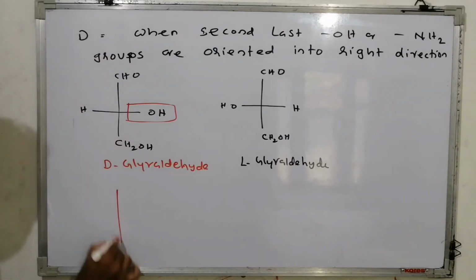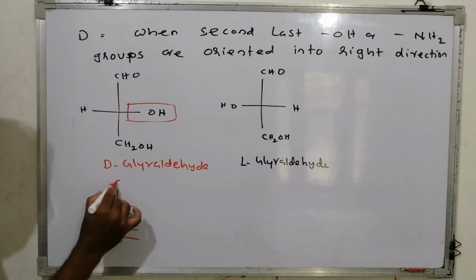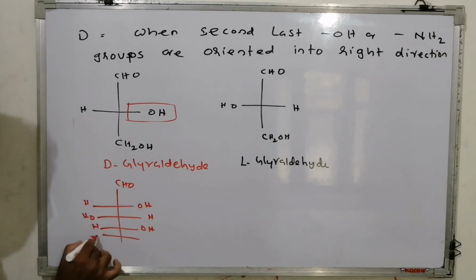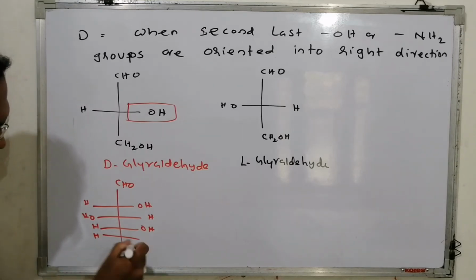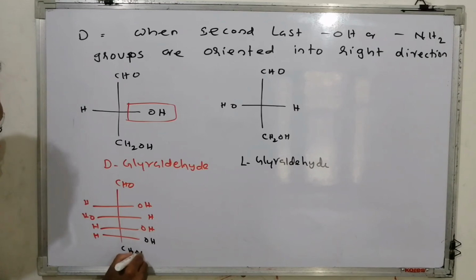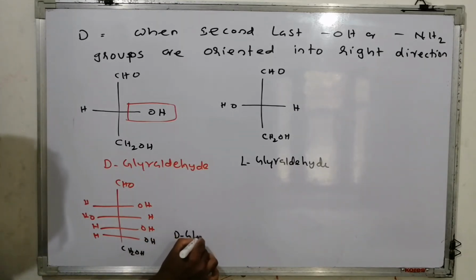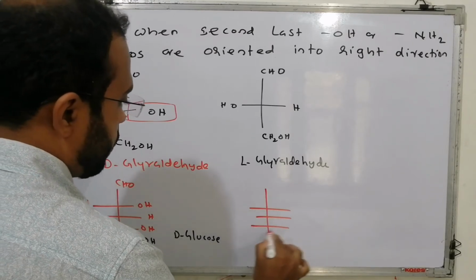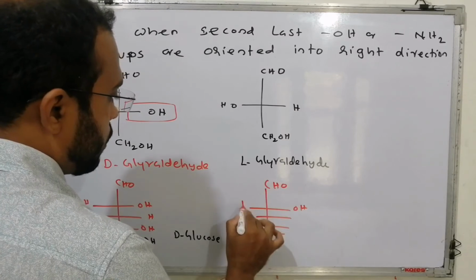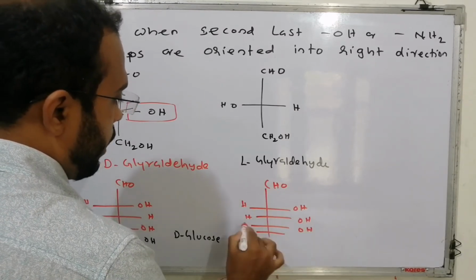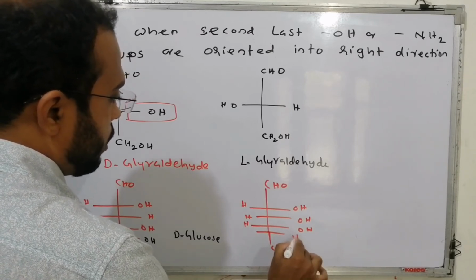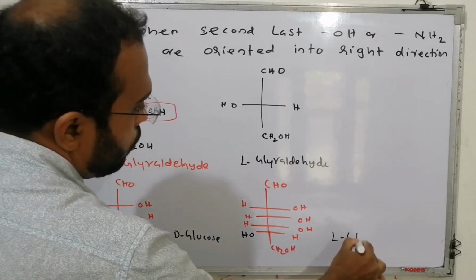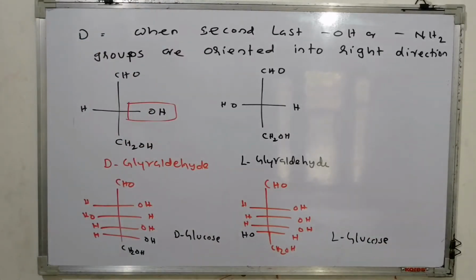Now suppose you have glucose also, or many compounds: CHO, OH H, HO H, OH H, H, OH and CH2OH. What is important? This is the second last, therefore this is D-glucose. Now suppose you have another option like CHO, OH H, HO H, OH H, CH2OH, H. But the second last OH group is on the left side, therefore this is L-glucose.